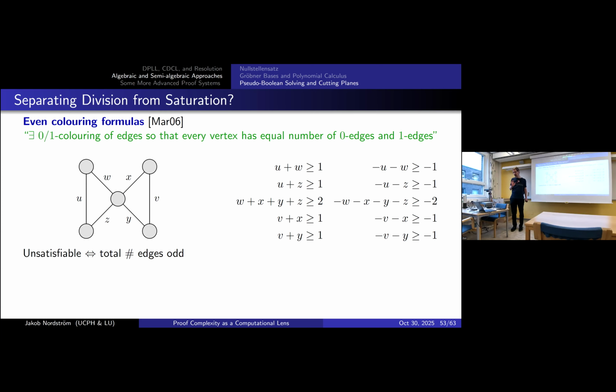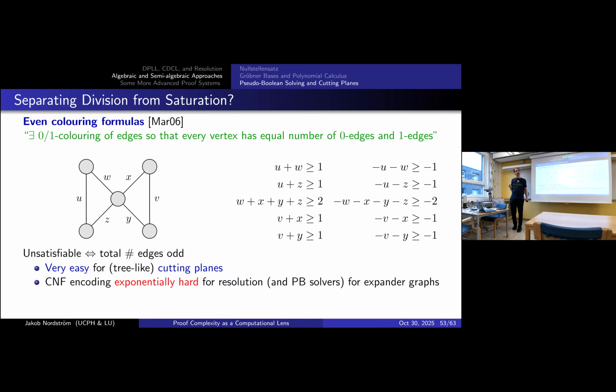And these are so-called even coloring formulas. It's not so hard to see that these are trivial for tree-like cutting planes. Basically, you just sum up all of these and divide, sum up all of these and divide, and then sum again. Done. Super trivial. If you translate this to CNF in the canonical way, you just take every linear inequality and write it as a collection of clauses, then it will be exponentially hard for expander graphs. And this means also that if I take the CNF representation and feed it to a pseudo-Boolean solver, it will also be exponentially hard.